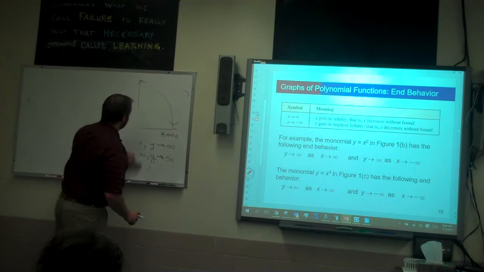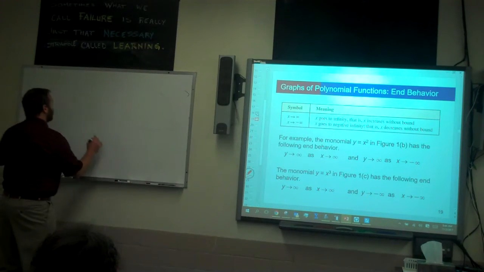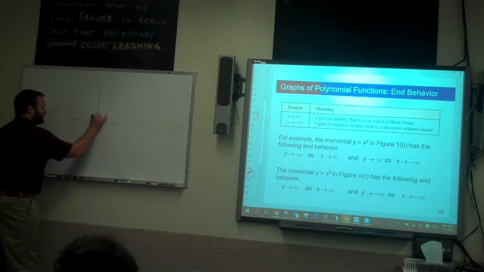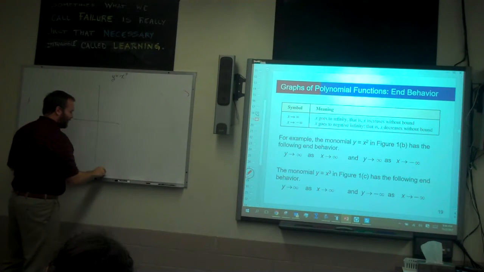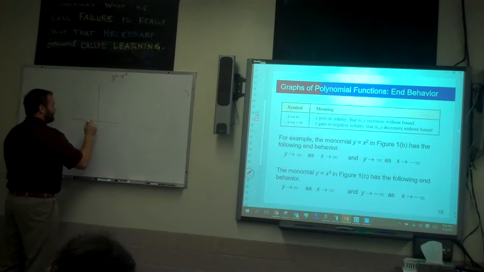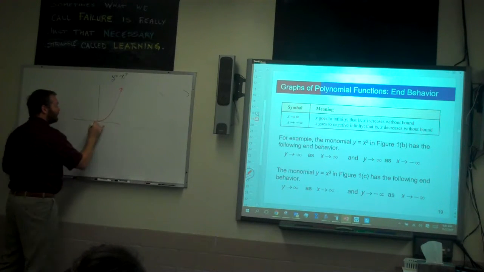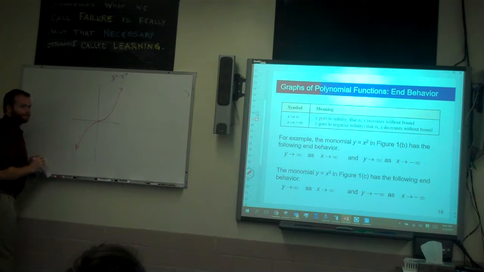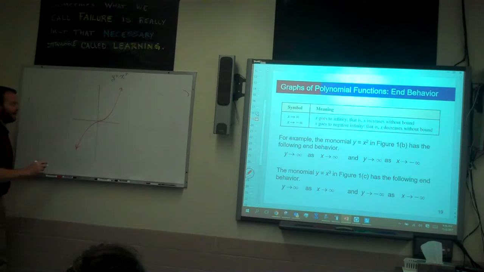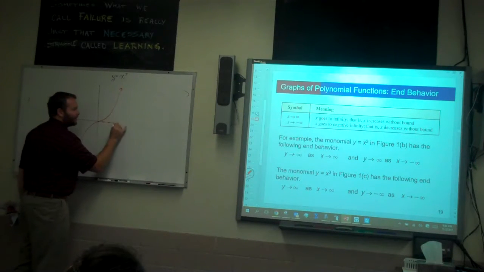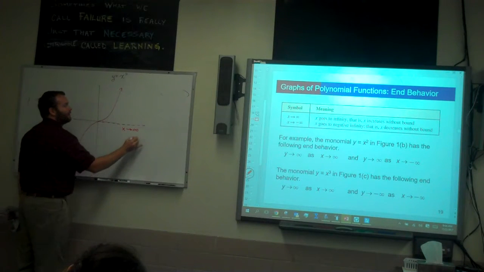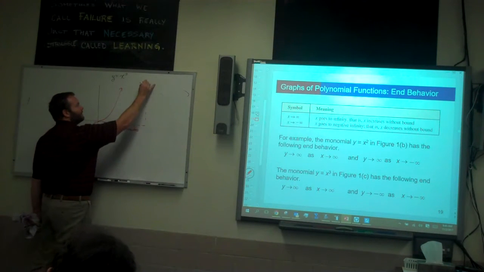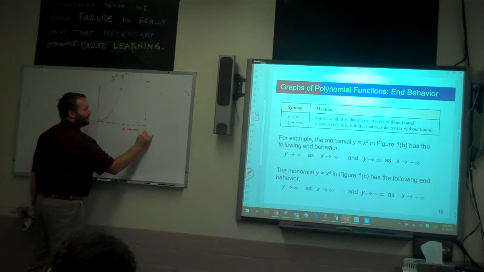Well, let's look at, maybe we have x cubed. I guess the next one there. Pretty simple function. If we think about what x cubed looks like, it kind of looks like that, right? But as x goes that direction, as x tends to go to infinity, what are your y values doing? They're going to infinity as well.